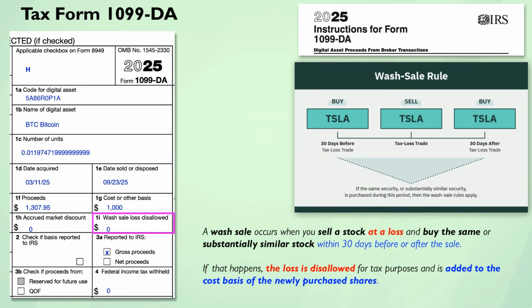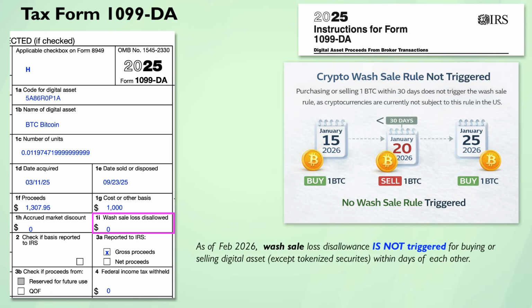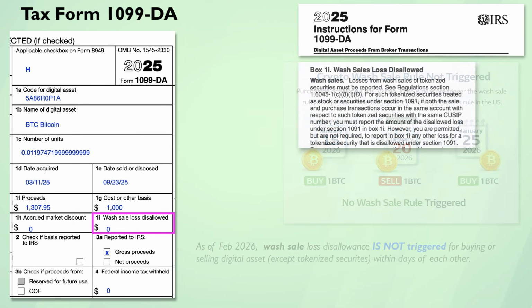A wash sale occurs when you sell a security at a loss and repurchase the same or substantially identical security within 30 days. Under current rules, regular cryptocurrency transactions are not subject to wash-sale rules yet. That means you could sell crypto at a loss today and buy it again tomorrow without triggering a wash-sale disallowance.